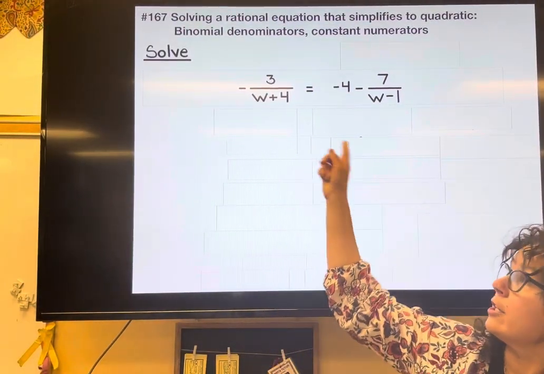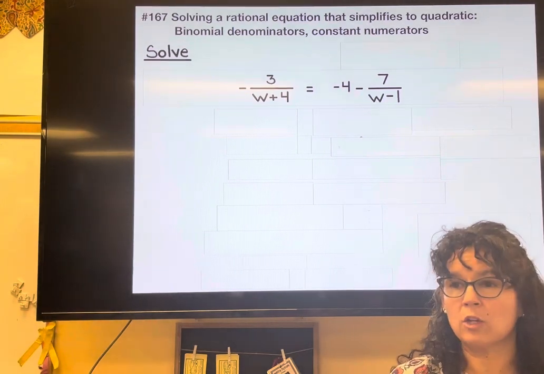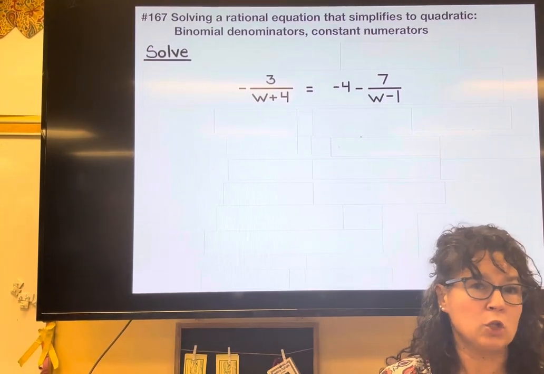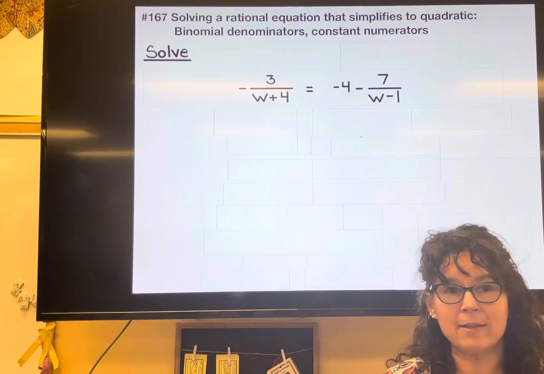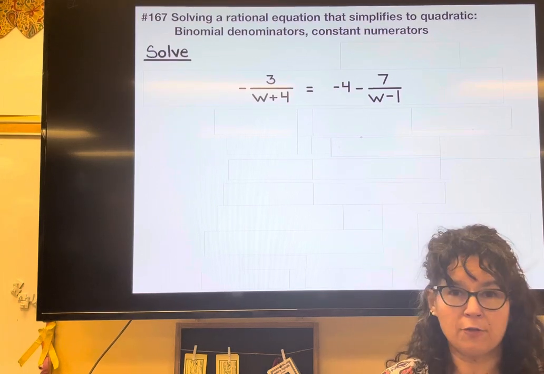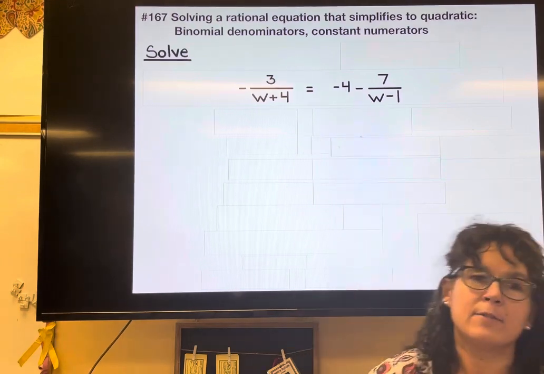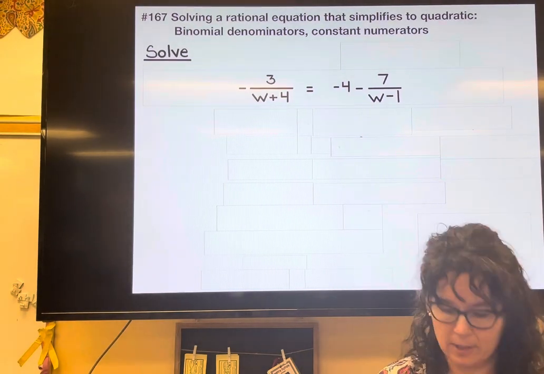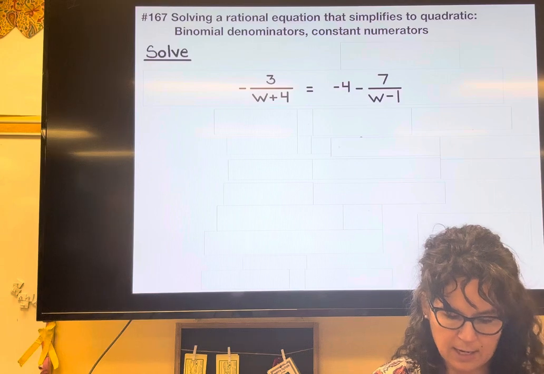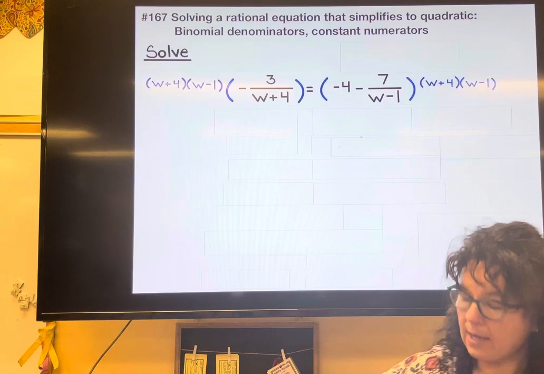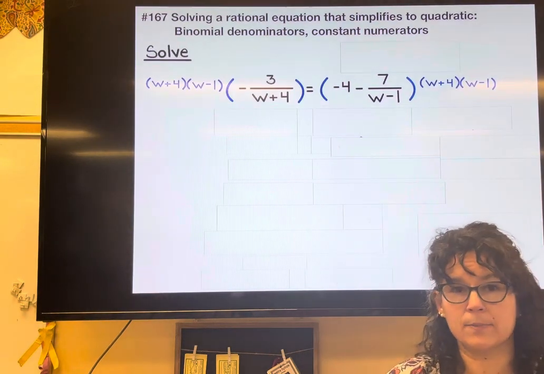In this equation, we have fractions, so we want to look at those denominators and multiply both sides of the equal sign by the denominators, then all the fractions will go away. So in this one, I have w minus 4 and I have w minus 1. They're different, so I'm going to multiply both sides by those denominators.